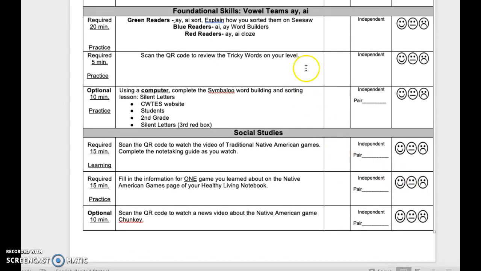Foundational skills, Vowel Teams, AY, AI. Required 20-minute practice. Green readers complete the AY, AI sort. Explain how you sorted them on Seesaw. Blue readers, AI, AY word builders. And red readers complete the AY, AI cloze. This is independent. Reflect when done.